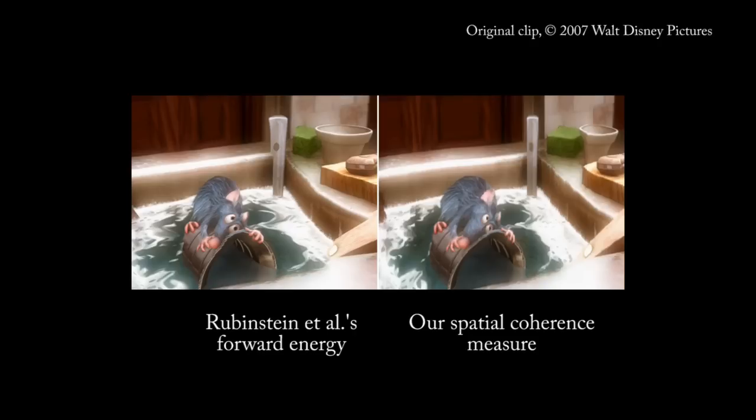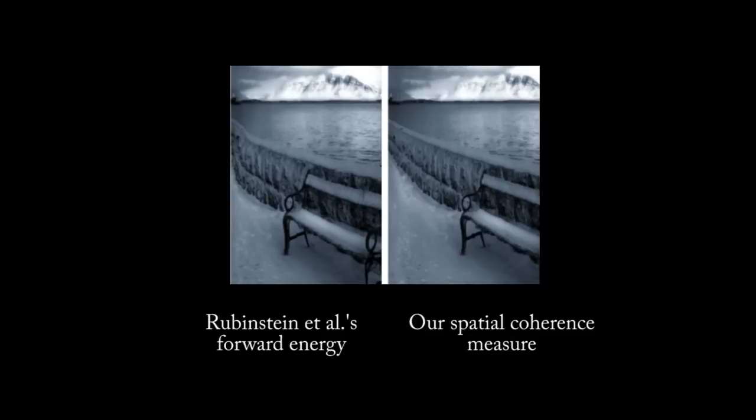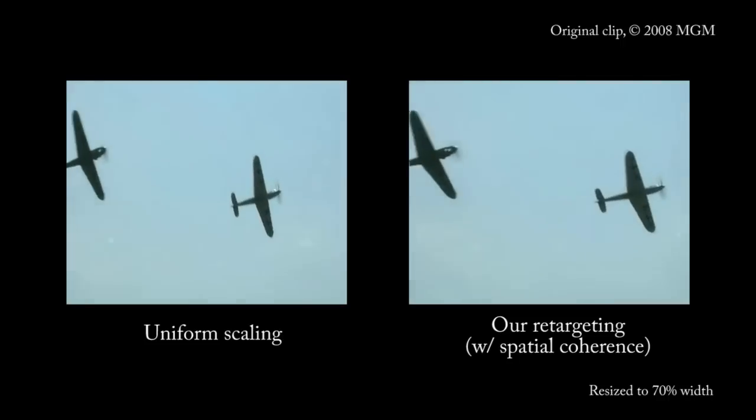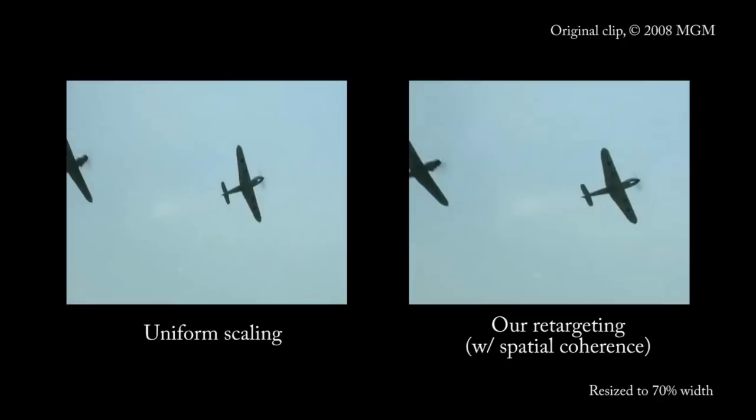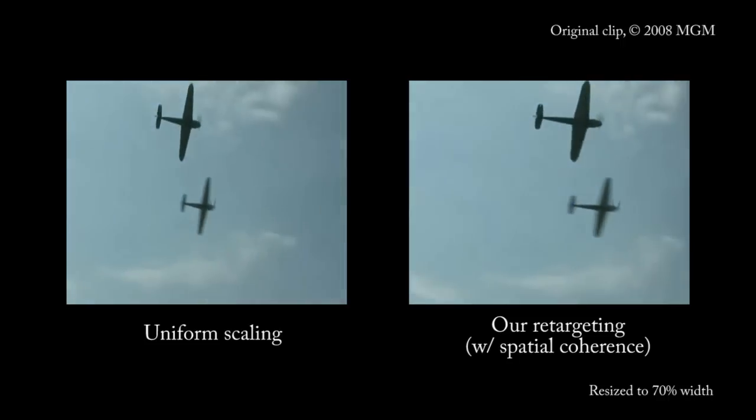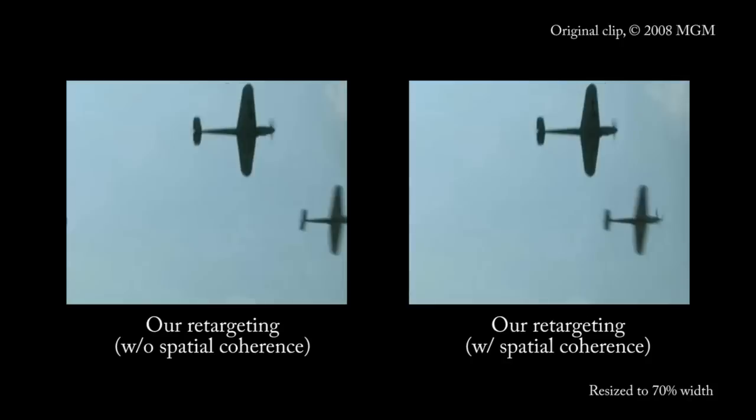We compare our approach to Rubinstein's forward energy. Notice how our gradient-based measure preserves straight lines more faithfully. In this example, we demonstrate the effectiveness of our spatial coherence measure. Without spatial coherence, the planes are clearly distorted.